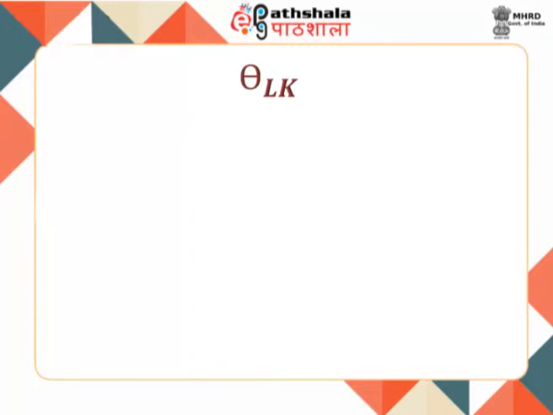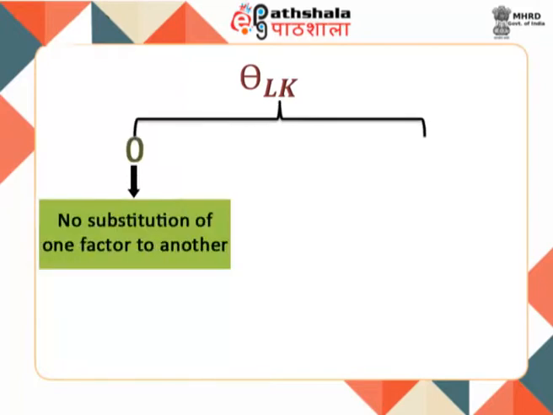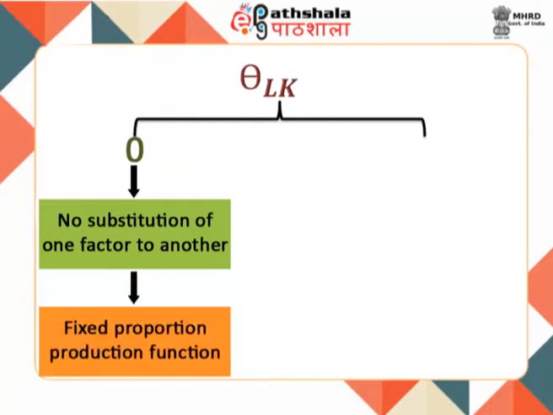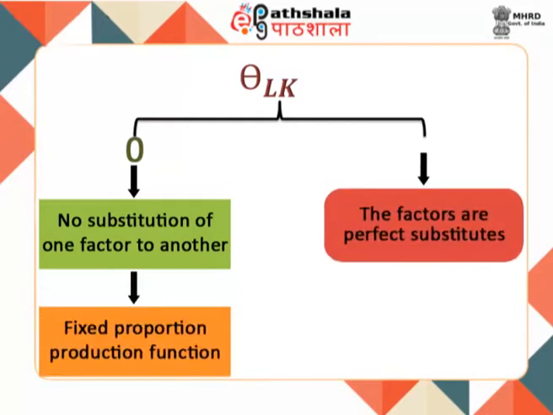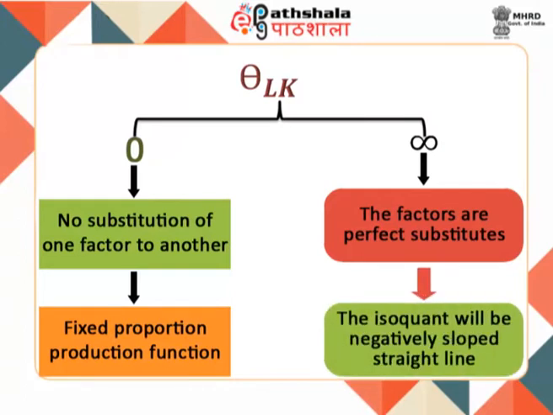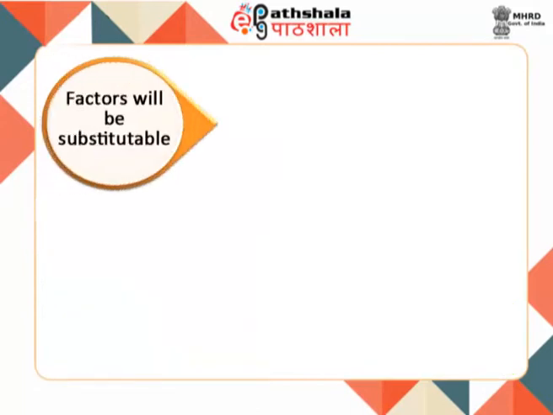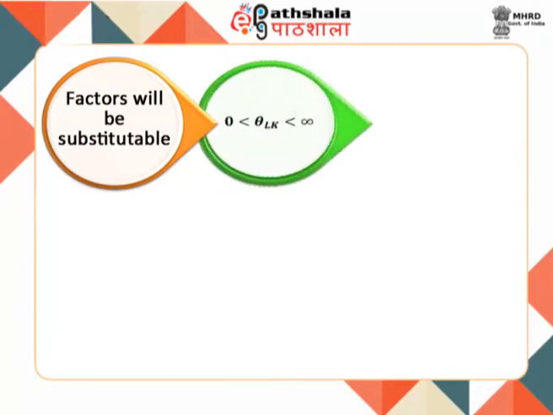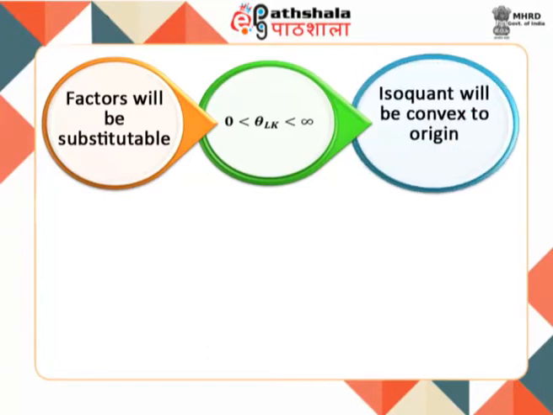When theta LK equals 0, there will be no substitution of one factor to another. This is a case of fixed proportion production function. The factors are perfect substitutes to each other when theta LK equals infinity. In this situation, the isoquant will be a negatively sloped straight line. The factors will be substitutable to each other to a certain extent when theta LK is greater than 0 and less than infinity, and the isoquant will be convex to origin.